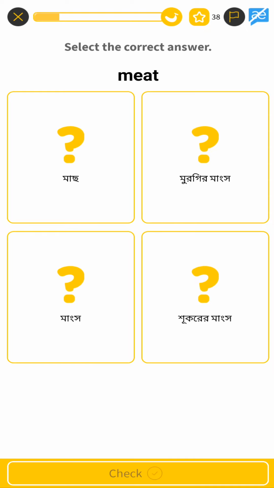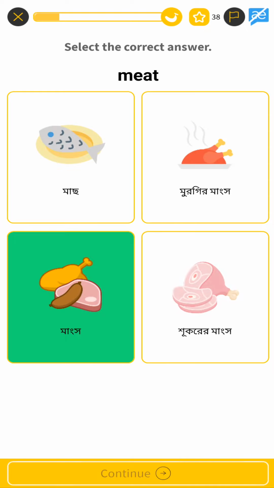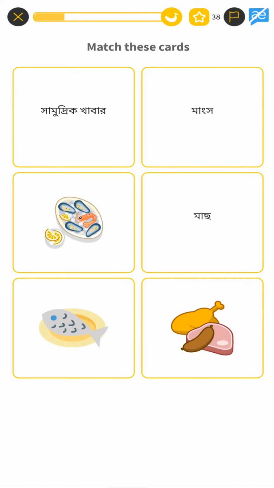Meat is mangsho. Match the card. So bottom right is mangsho. So this is that. Match is fish. Why do I keep doing that? Fish. And what's the seafood? So that's shamudrik khabar.